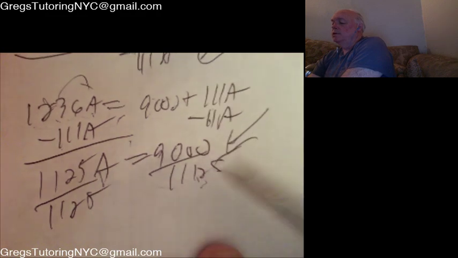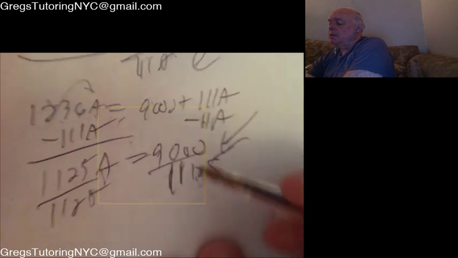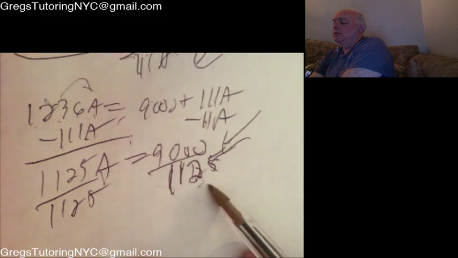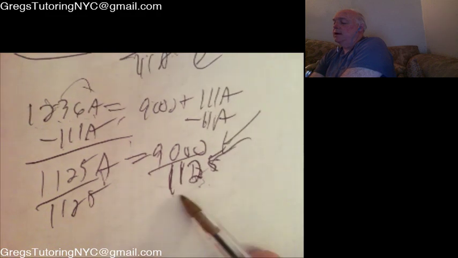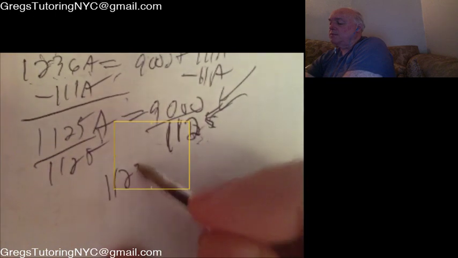What we're going to do is just test it. Let me make sure my handwriting is good. That's 1125. If this is 6, it's obviously too low. 8 is getting close. 7, so let's try them both. 1125 times 7.